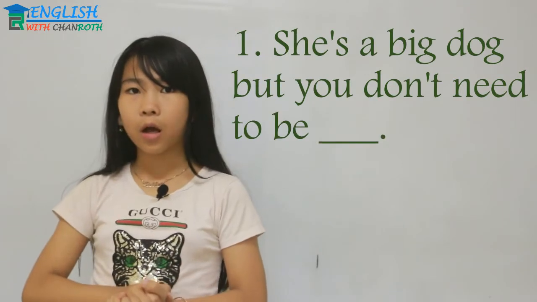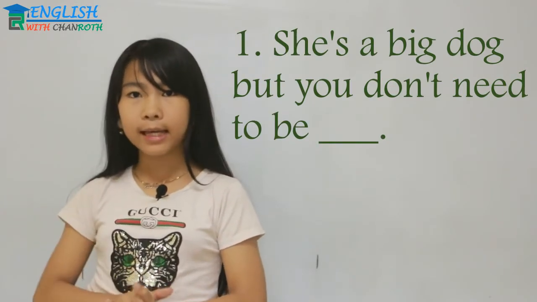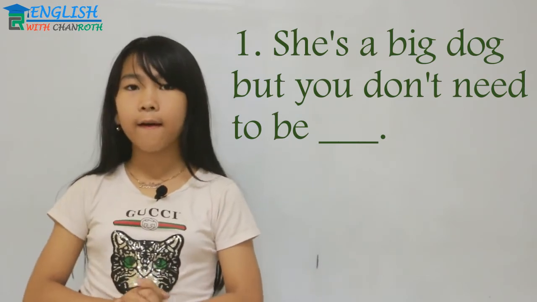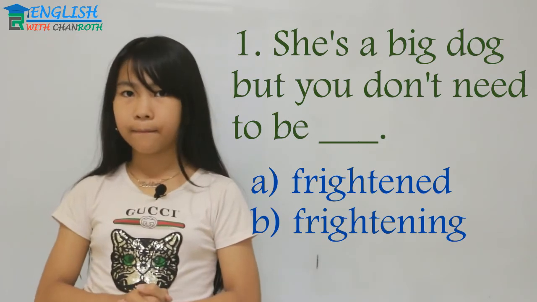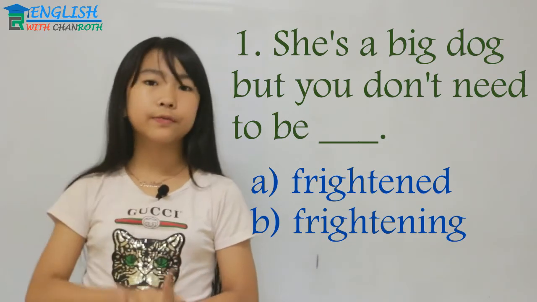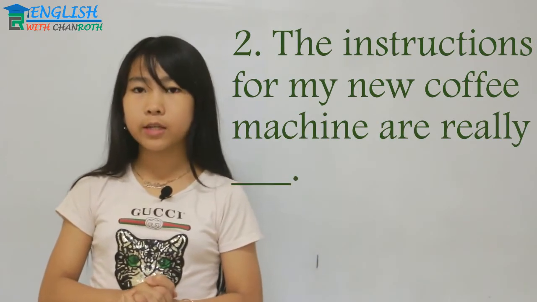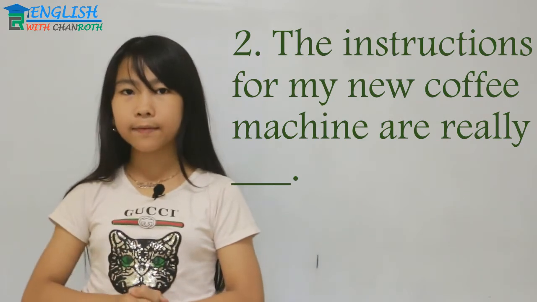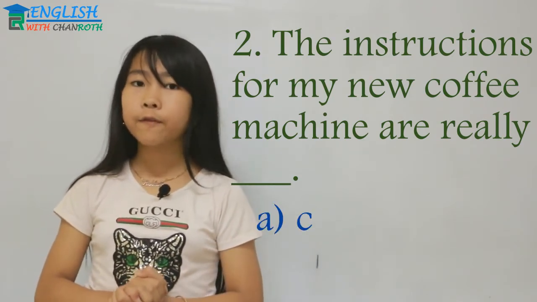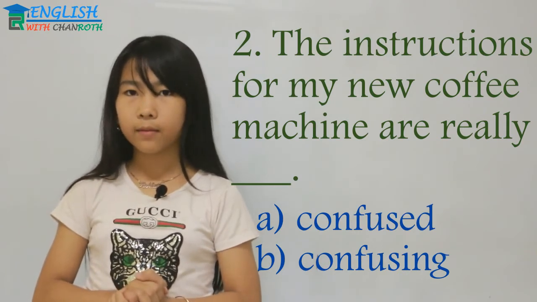Number 1. She's a big dog, but you don't need to be blank. Answer A, frightened. Answer B, frightening. Number 2. The instructions for my new coffee machine are really blank. Answer A, confused. Answer B, confusing.